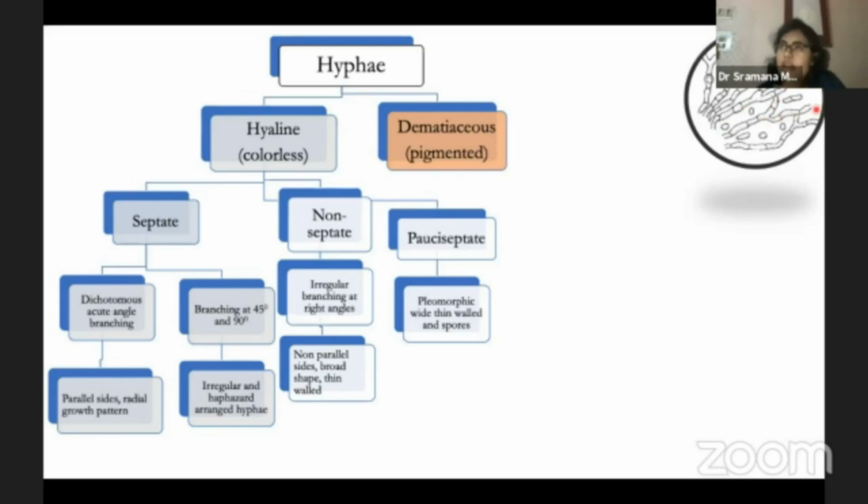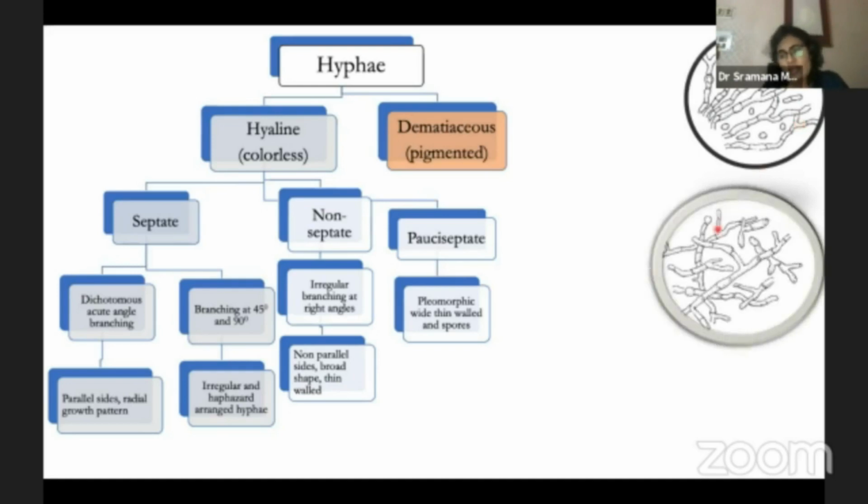Now, what do we mean by dichotomous? By dichotomous, we mean that the branching hyphae are of the same width as the originating parent hyphae. So there is dichotomous acute angle branching, regular septations. The hyphae are almost parallelly arranged to each other, and if you notice, the branching is happening in one direction, in a radial growth pattern. So when you see all these features, it is almost consistent with a diagnosis of Aspergillus species.